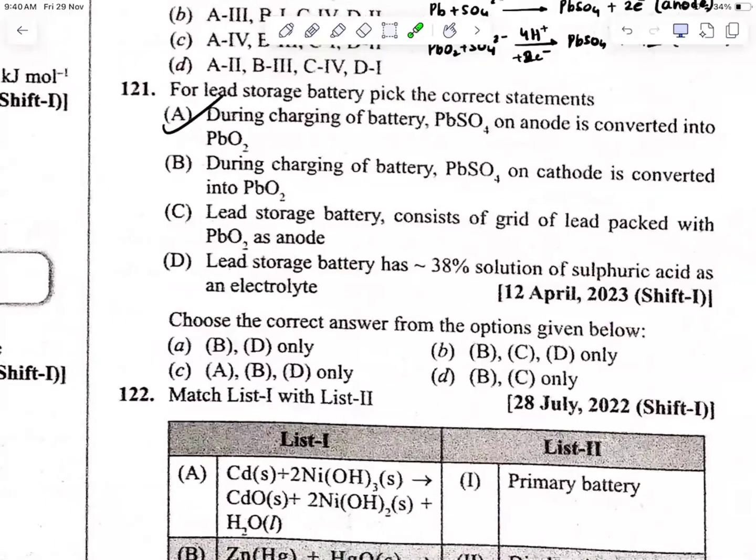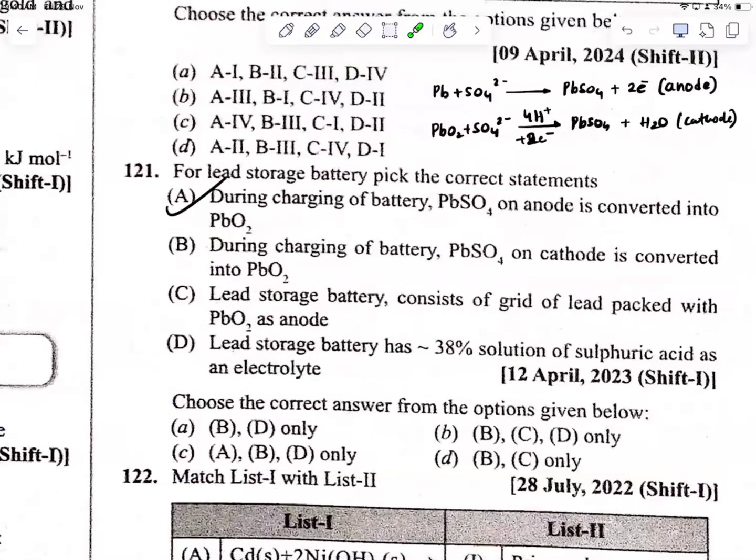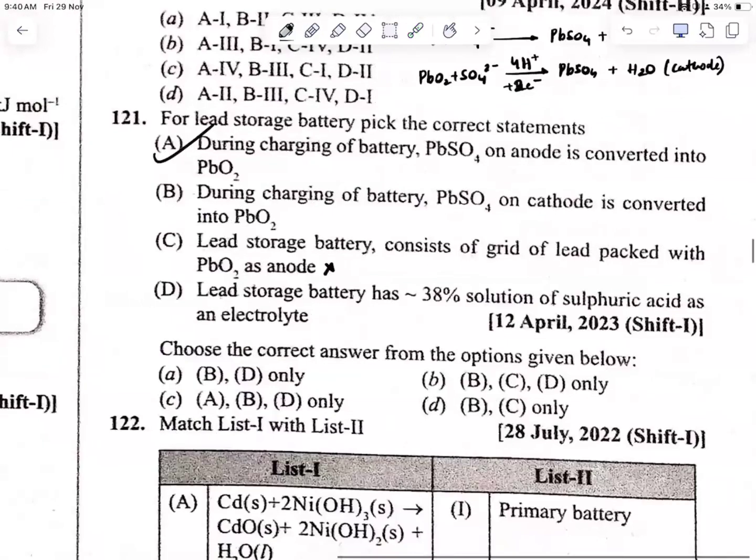We have other options to choose. During the charging of battery, PbSO4 on cathode is converted into PbO2. No. Lead storage battery consists of a grid of lead packed with PbO2 as anode. No, that is happening at the cathode, so that is incorrect. Lead storage battery has 38% solution of sulfuric acid as electrolyte. That is correct.